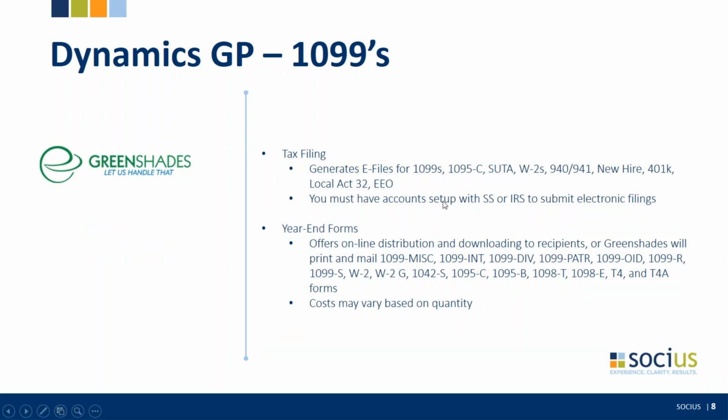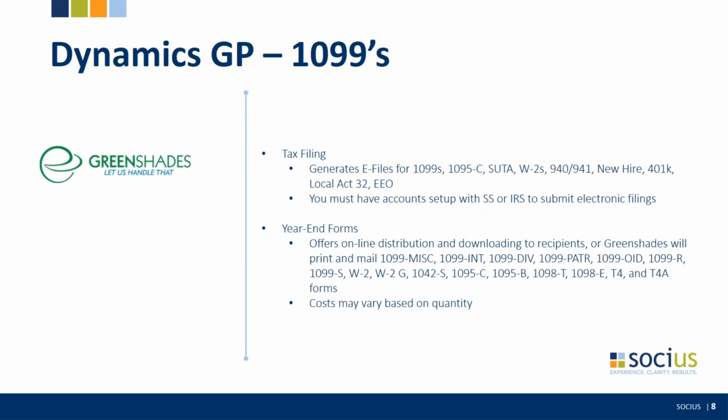And as you see from here, they can do quite a few types of files. Besides 1099s, they can do your 1095s, your SUTAs, your W-2s, 940s, 941s, new hires, 401(k)s, local acts, EEO. They can generate all of these for you in the electronic format you need to upload to the government. The only thing you'll have to worry about is getting all those accounts set up with the various government agencies to submit your forms electronically.